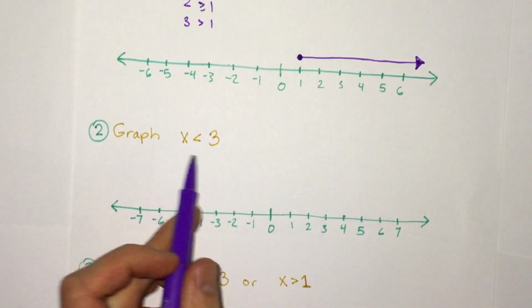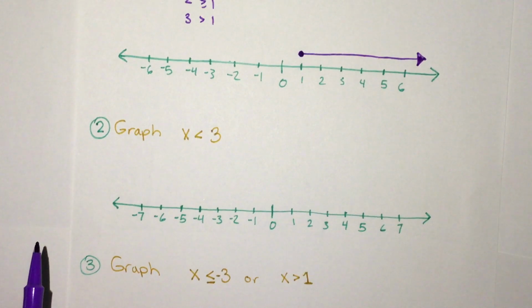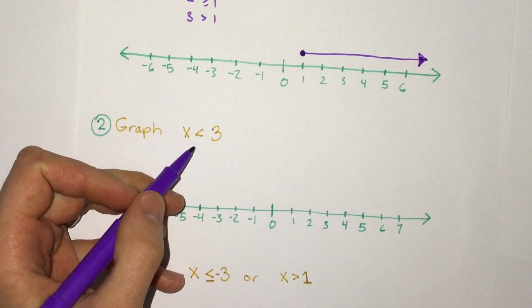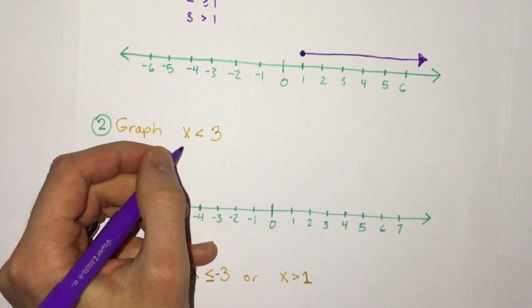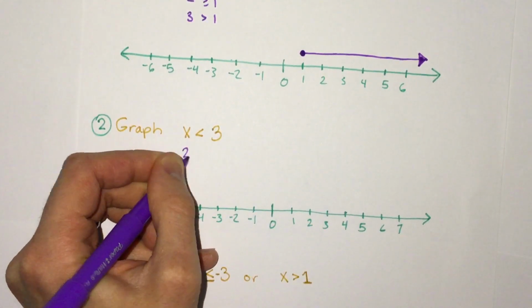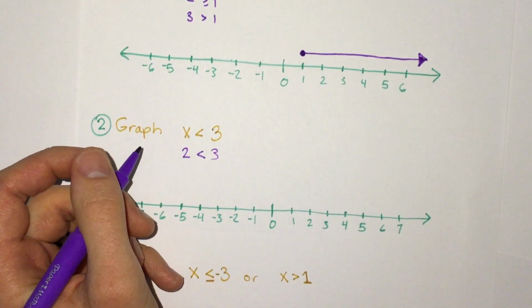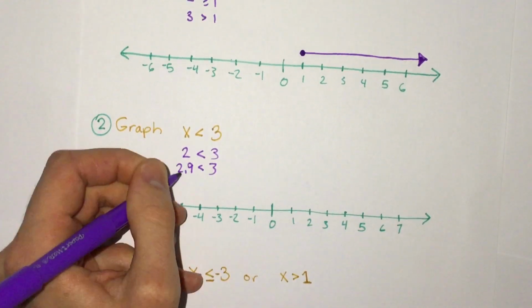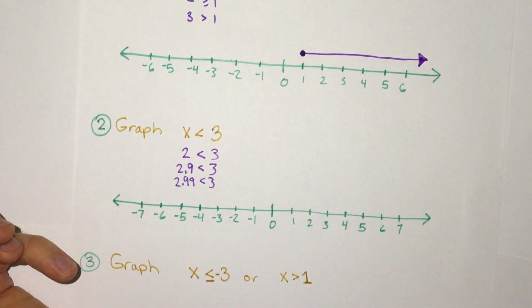So the next one here says graph x is less than 3. Now x less than 3. Here we don't have an equal sign. So that means x can't be 3, but it can be something less than 3. So it could be 2. But 2 doesn't mean 2 is the start of it. It could also be 2.9. 2.9 is less than 3. 2.99 is less than 3, and so on.